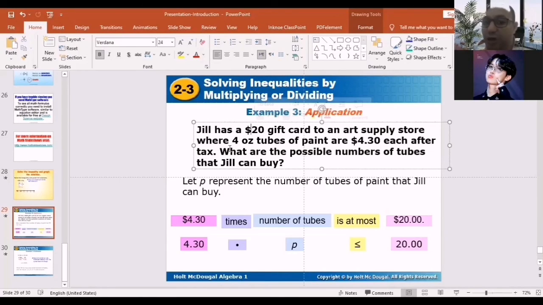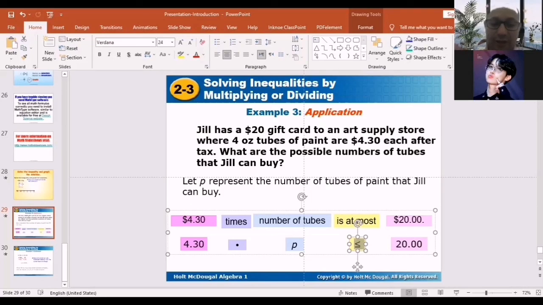We want to know the number of tubes according to what is given here. We have $20, and every tube costs $4.30. This problem is about inequality. We have "at most" here, so it will be smaller than or equal to.